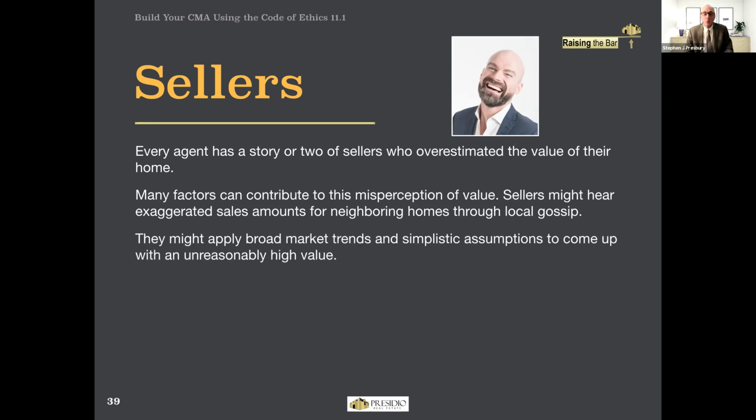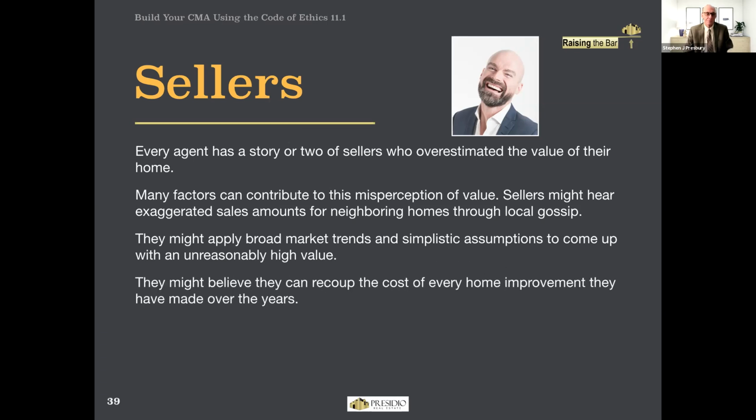They might apply broad market trends and simplistic assumptions to come up with an unreasonably high value. They may not be thinking there's any difference between one area and another. They think houses selling in Daybreak are the same price as houses selling in South Jordan or West Jordan or Herriman or Riverton. They may not know that these are different market value areas. So that's another assumption that they may make, which might not be exactly true.